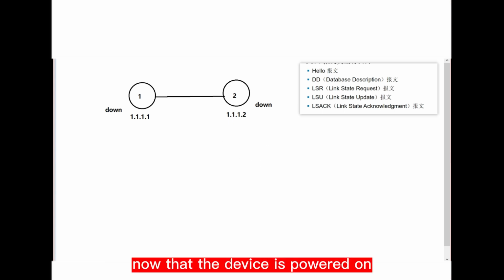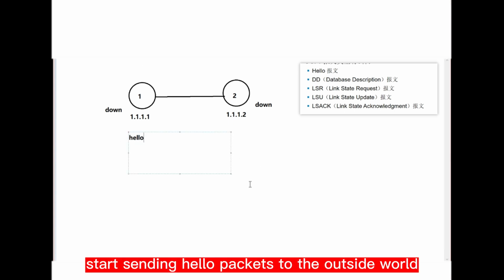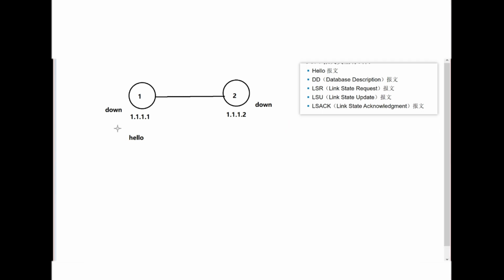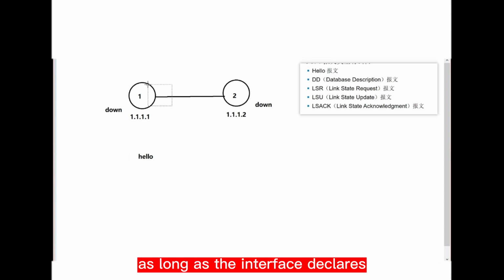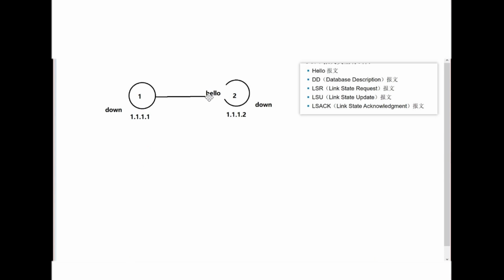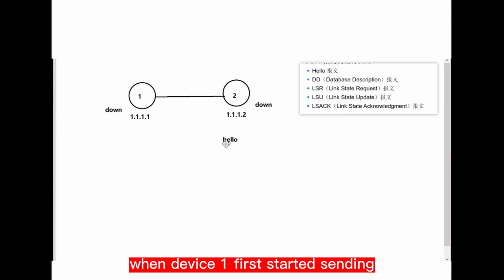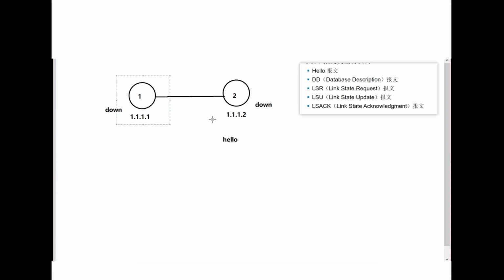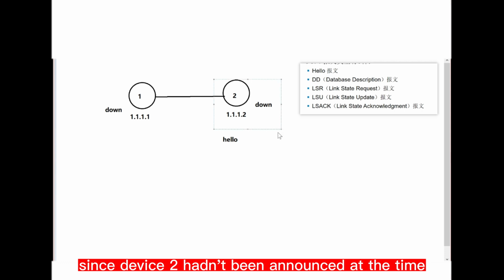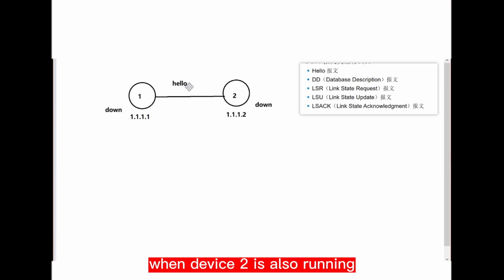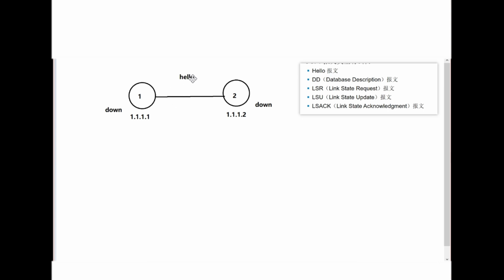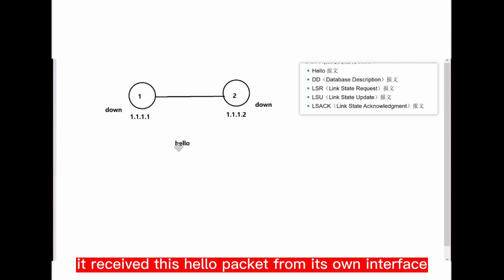Now that the device is powered on, device 1 starts sending hello packets to the outside world. Then this hello message will be sent to device 2. As long as the interface declares, device 1 starts sending. Please pay attention. When device 1 first started sending, since device 2 hadn't been announced at the time, device 1 is sending out to introduce itself. When device 2 is also running, it received this hello packet from its own interface.